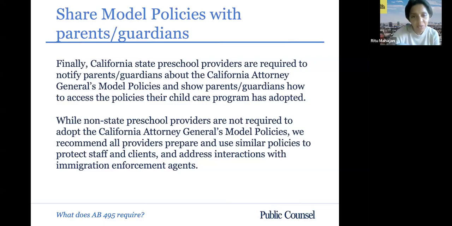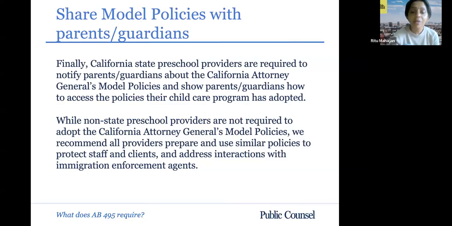But if you have policies that relate to any of these issues, they cannot be inconsistent with the Attorney General model policies. So I'm going to say that one more time. If you're a California state preschool program, you have to adopt model policies or something like the model policies by July 1st. If you're not a California state preschool program, but you provide licensed family childcare or licensed childcare center, you don't have to adopt model policies at all. But if you do have policies on these issues, you have to make sure that they are not inconsistent with the model policies. So I know it's confusing, but I will keep trying to remind us of that.